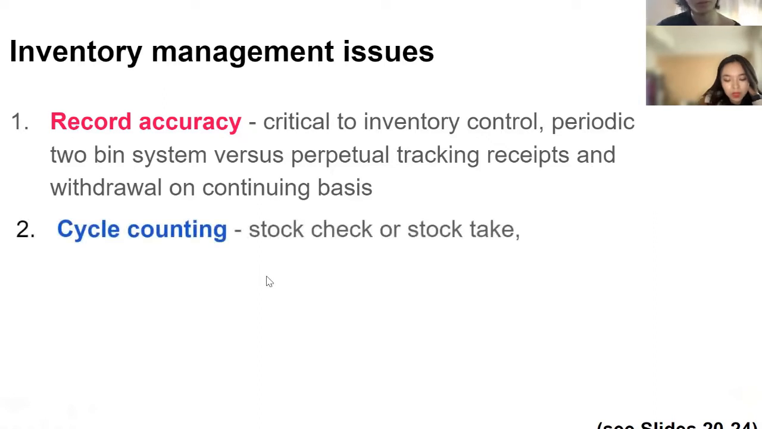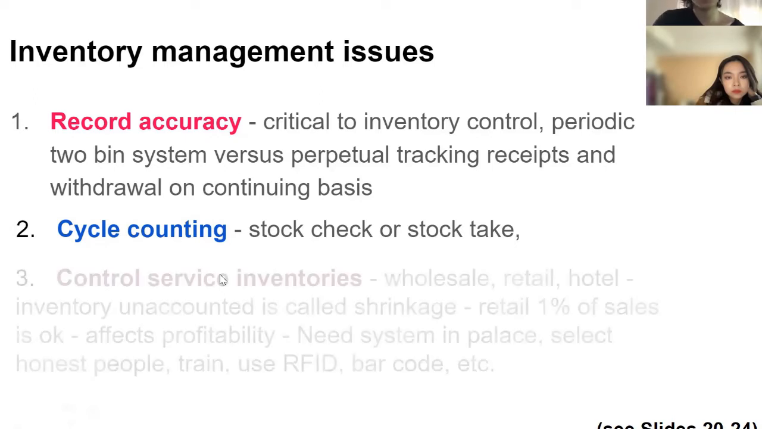Cycle counting, which is actually stock check or stock take. Cycle counting means how frequently you should check or count your remaining stock, or your inventory, because it goes into the accounting record, the accounting value. Accountants do this stock taking so that they know how much money is tied up in inventory, whether it is finished goods, work in process, raw material or consumables. They want to know whether the money is spent well.